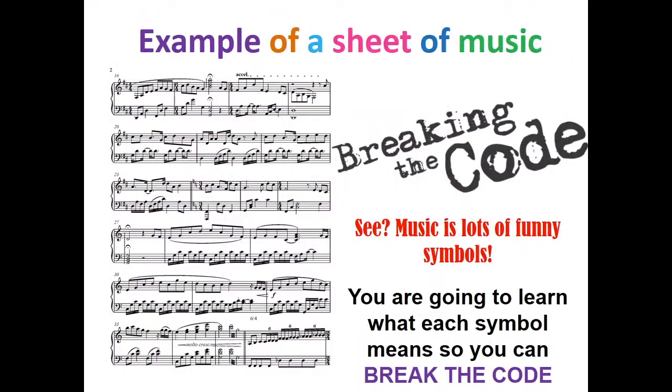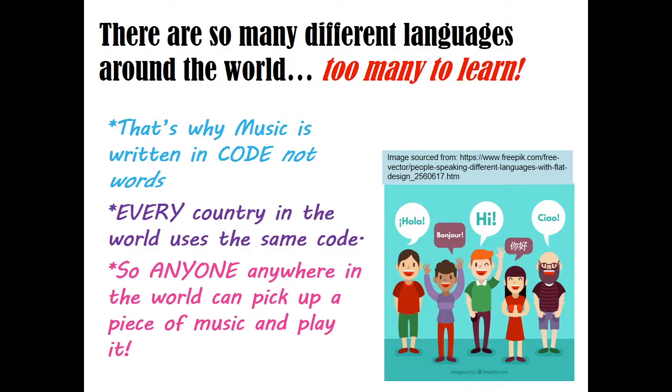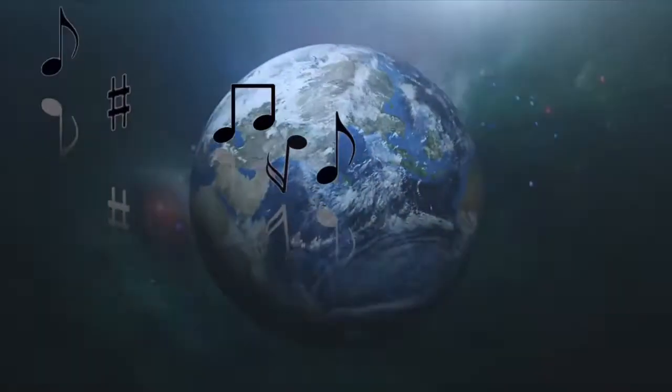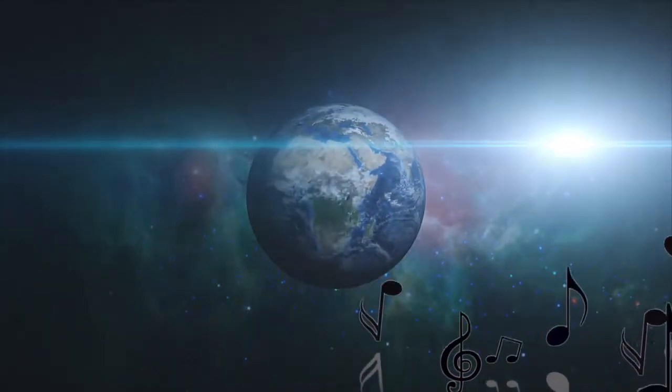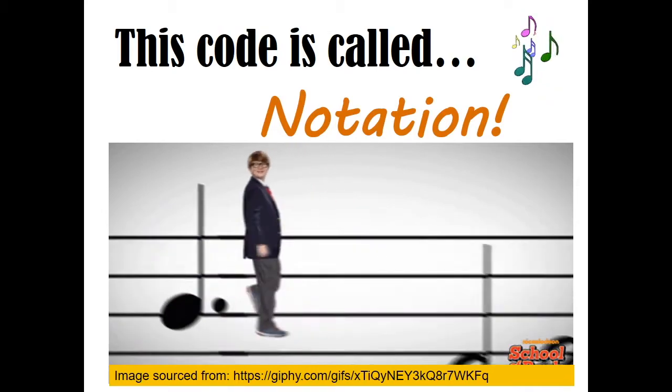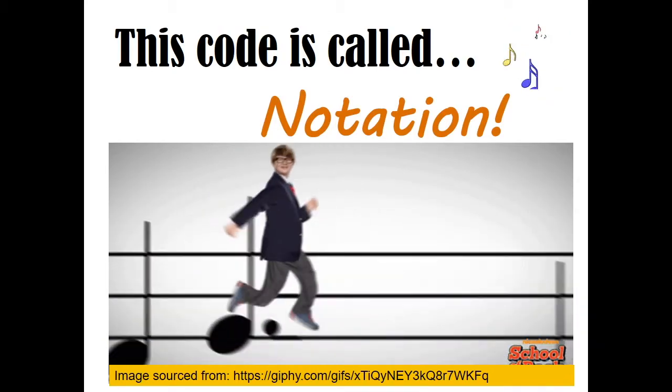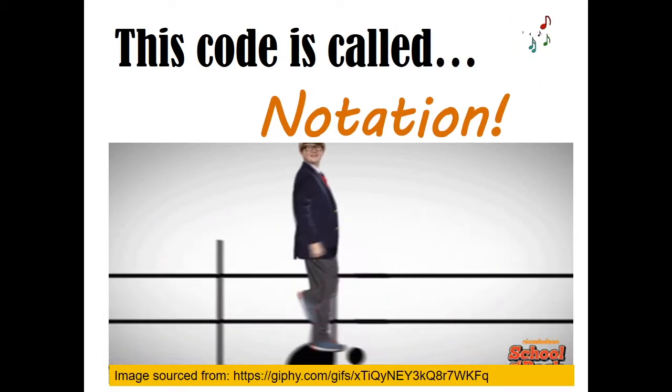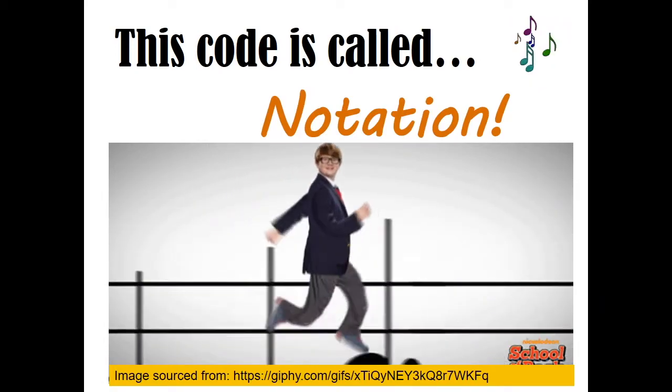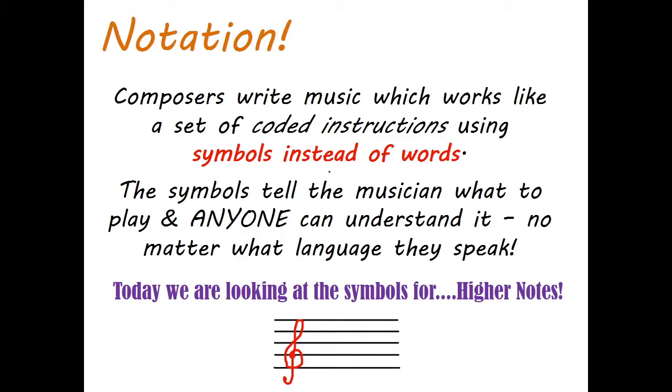There are so many different languages around the world and that is why music is written in code. Every country around the world uses the same code, so anyone, anywhere in the world can pick up a piece of music and play it no matter what language they speak. This code they use all around the world is called notation. Music notation. Composers around the world write music using this notation code. The code tells the musicians what to play and anyone can understand it no matter what language they speak.